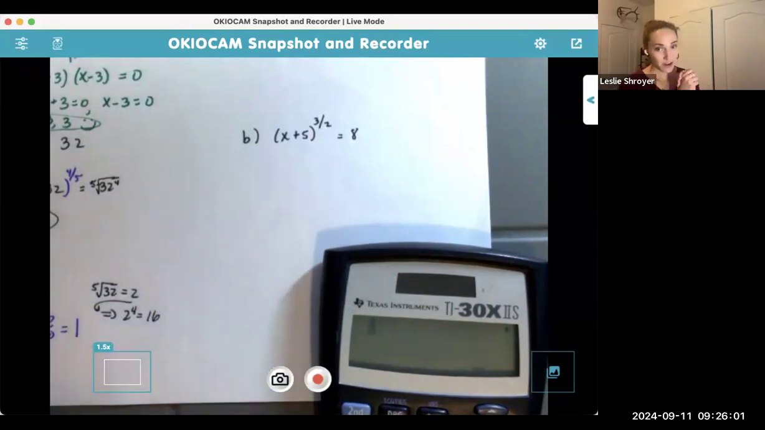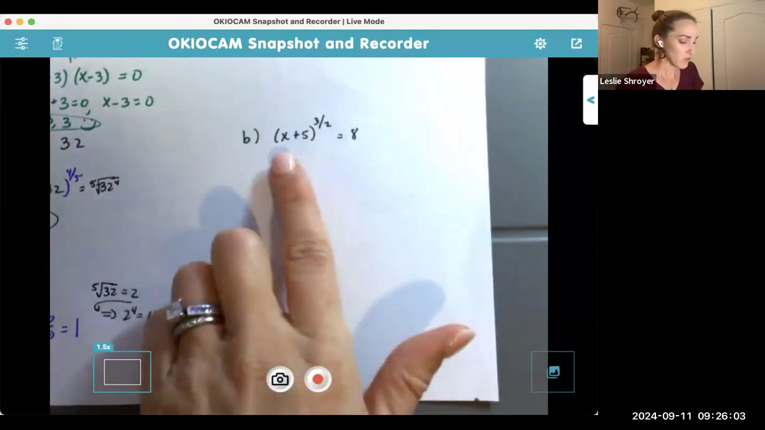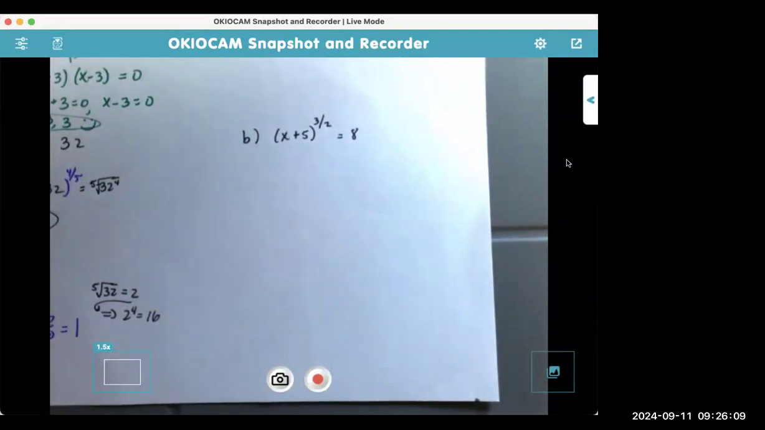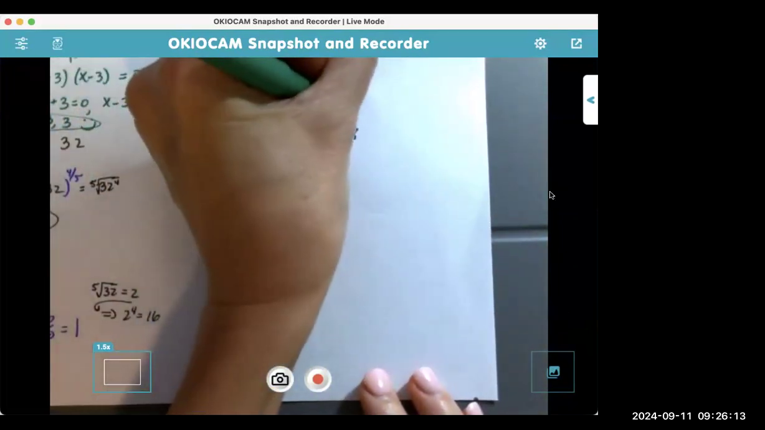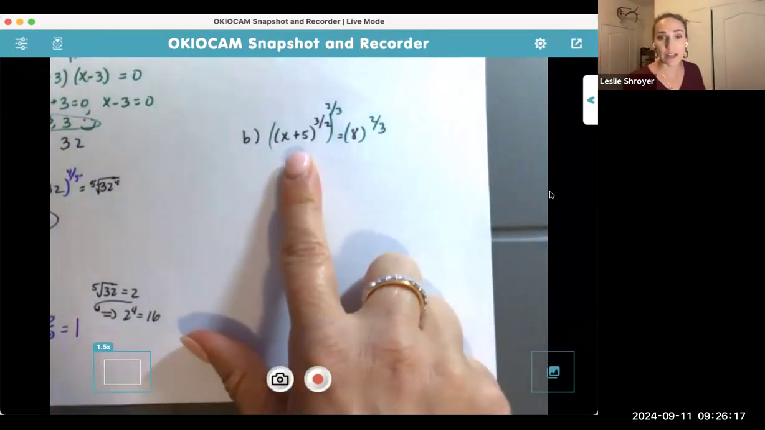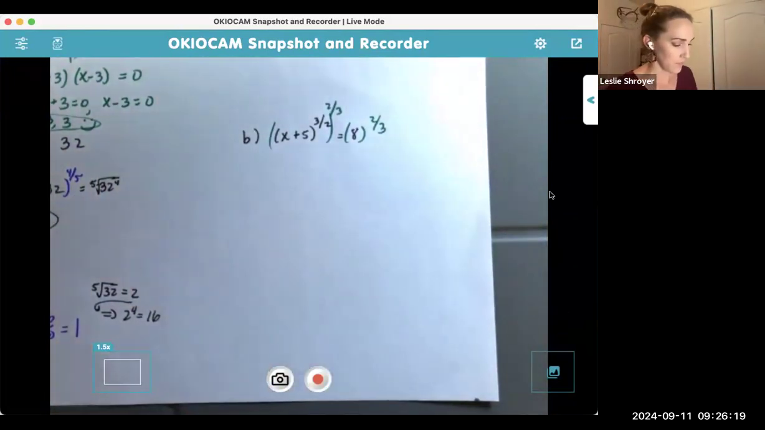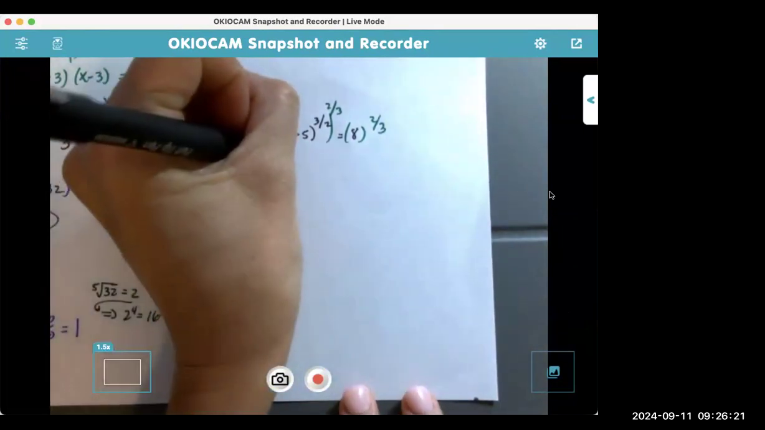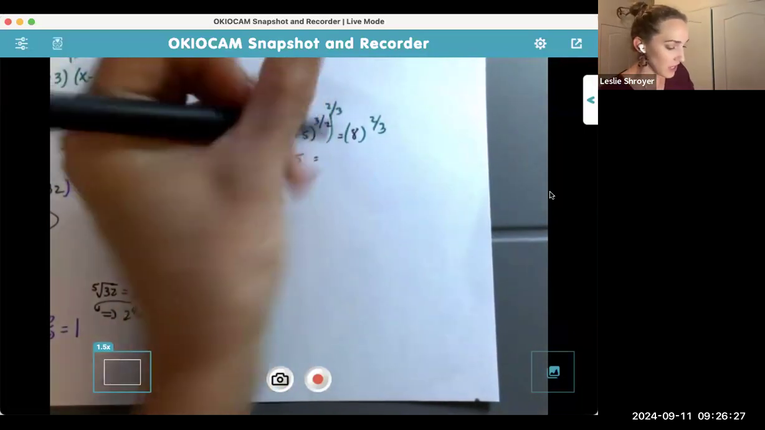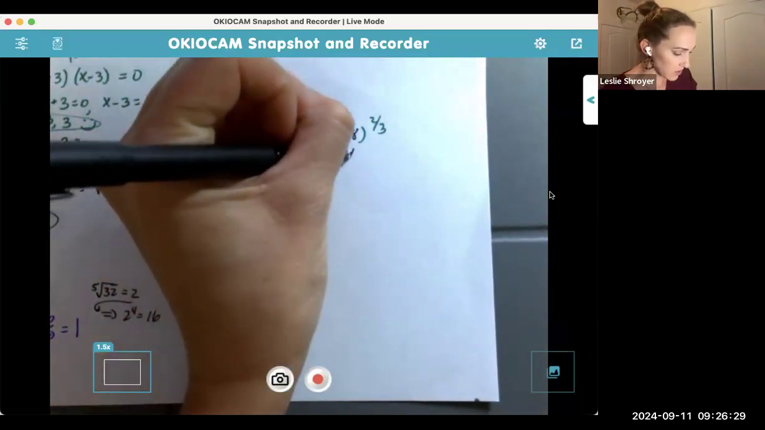Okay, I'm back. So how did we do? What do we want to raise both sides to? 2/3. Perfect. So what are we left with on the left-hand side? X plus 5. Good. Nice, perfect. And then over here we have 8 to the 2/3.